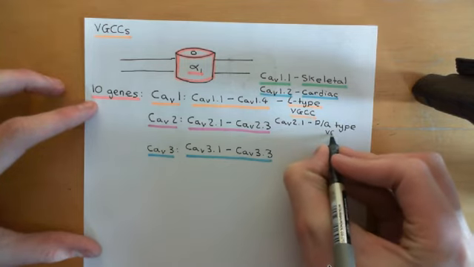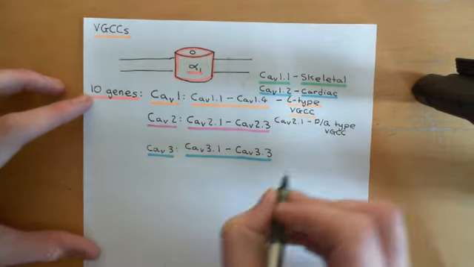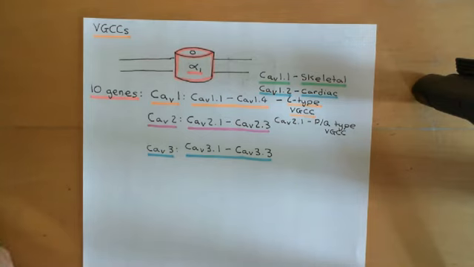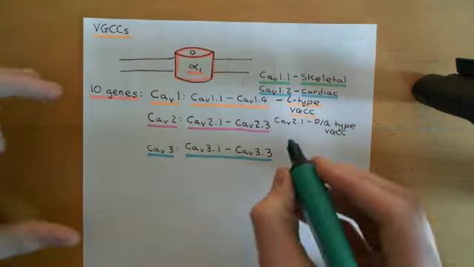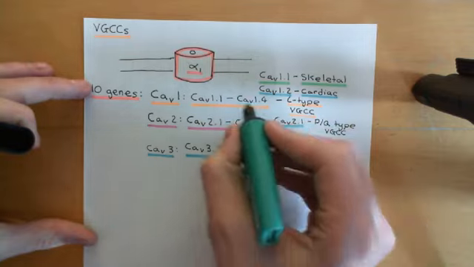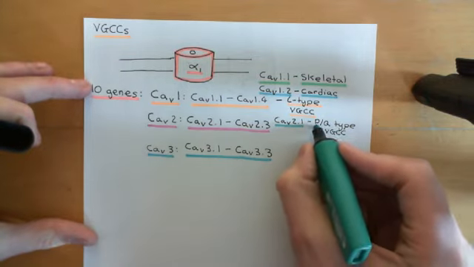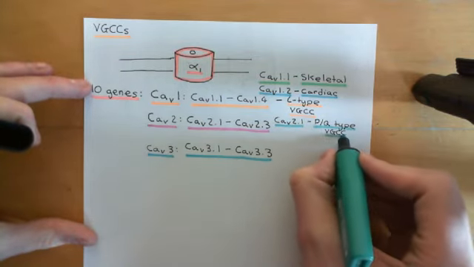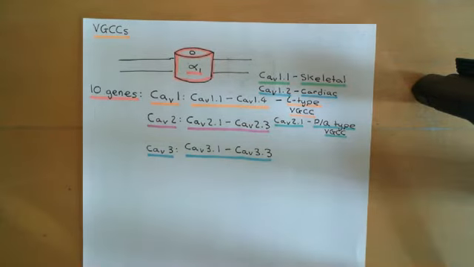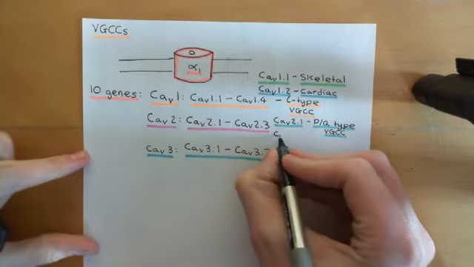So PQ-type voltage-gated calcium channel is more specific than L-type voltage-gated calcium channel. L-type just tells you that the alpha-1 subunit is from one of these CAV1s. PQ-type tells you the exact gene in the CAV2 family which coded for the alpha-1 subunit in that voltage-gated calcium channel.